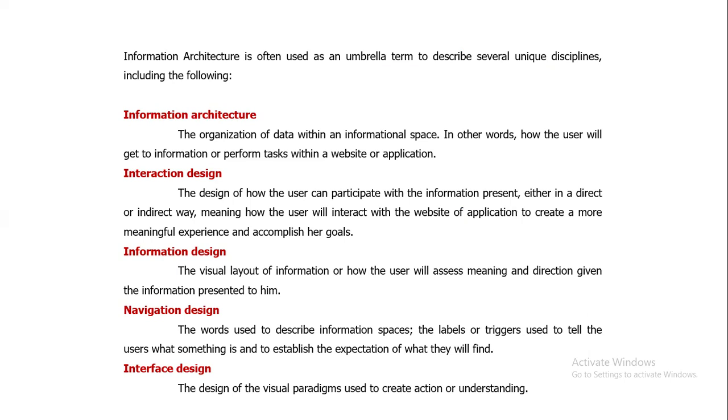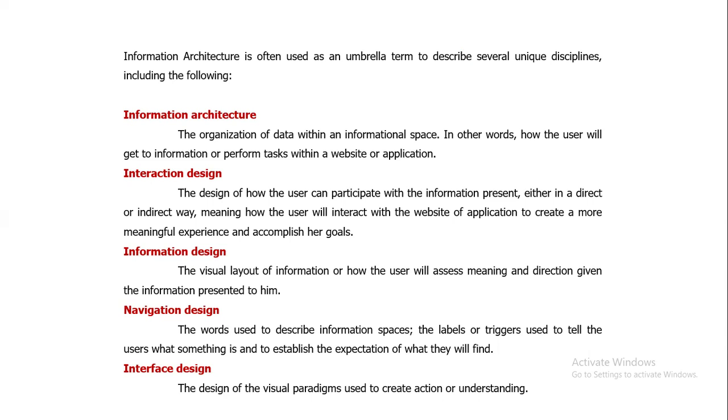Next, interaction design. The design of how the user can participate with the information present, either in a direct or indirect way, meaning how the user will interact with the website or application to create a more meaningful experience and accomplish her goal. Next, information design. That is the visual layout of information, or how the user will assess meaning and direction given the information presented to him.